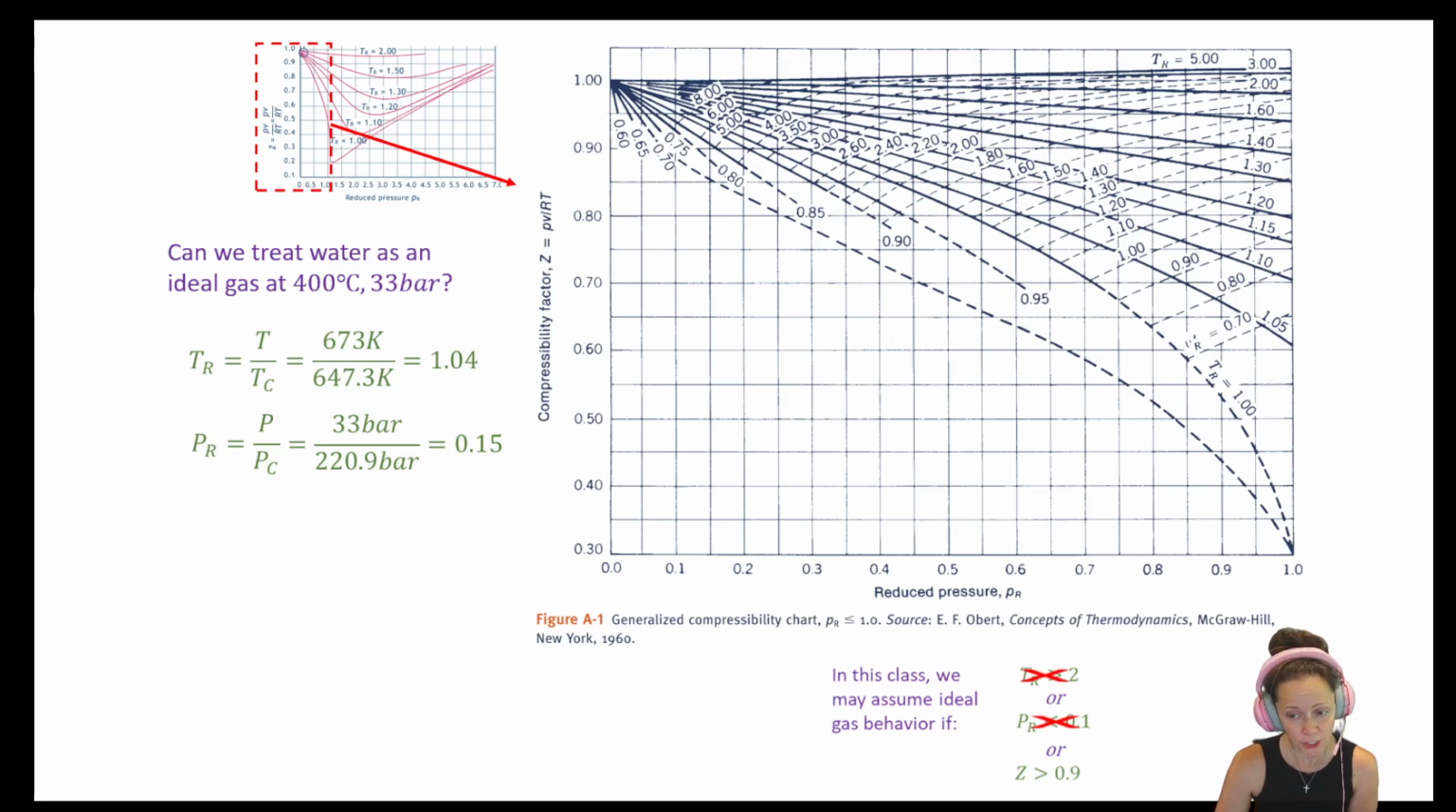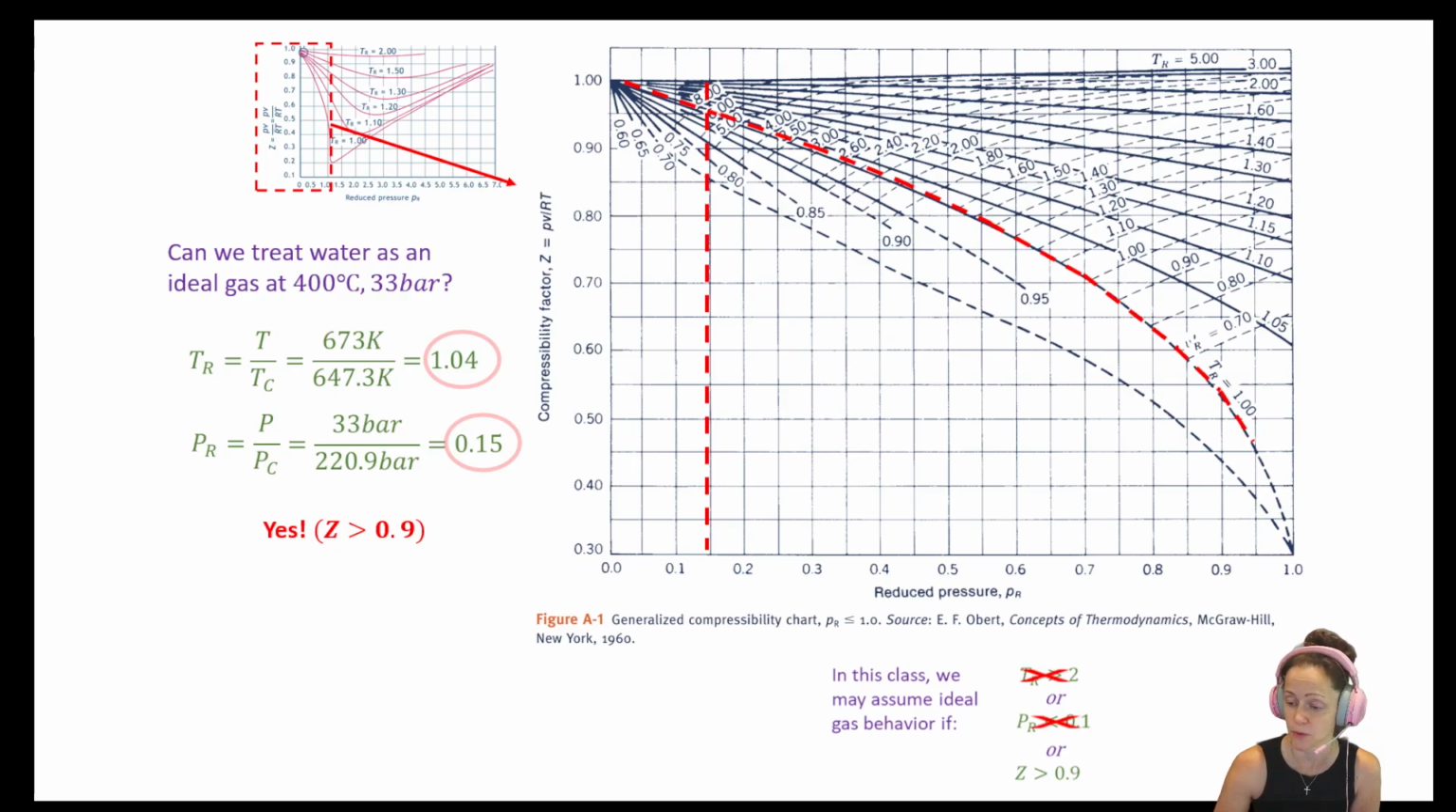So I've got one more thing to check. Now I've got to pull out the compressibility chart, but that's okay. I find my line corresponding to a reduced temperature of about 1. It's not exactly, but it's pretty close. I'm going to trace it over to see where it crosses a reduced pressure of 0.15. And I can see, look at that, Z is greater than 0.9. So even though I didn't check the box for the other two, I do check the box for Z being greater than 0.9, basically pretty close to 1.